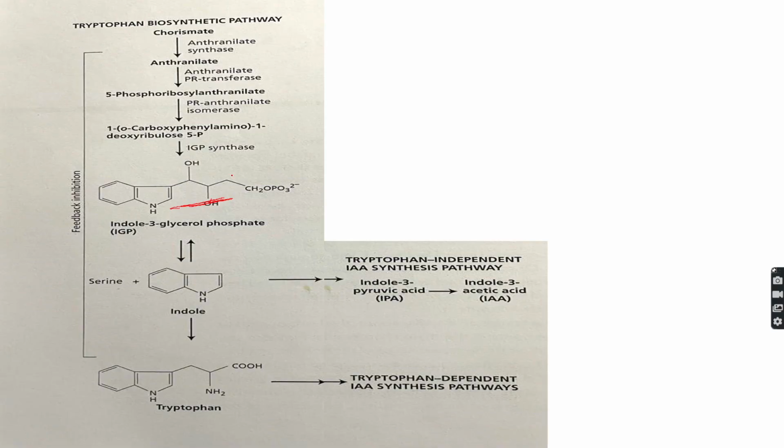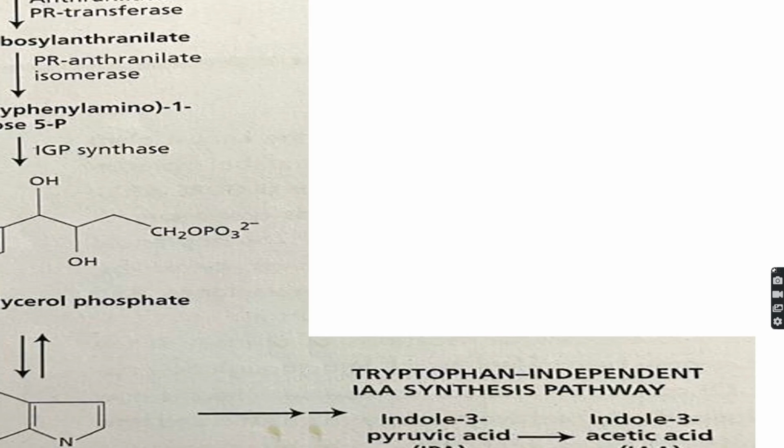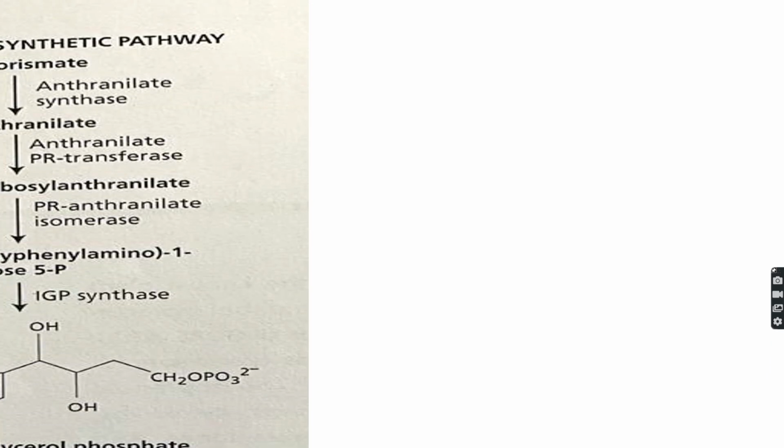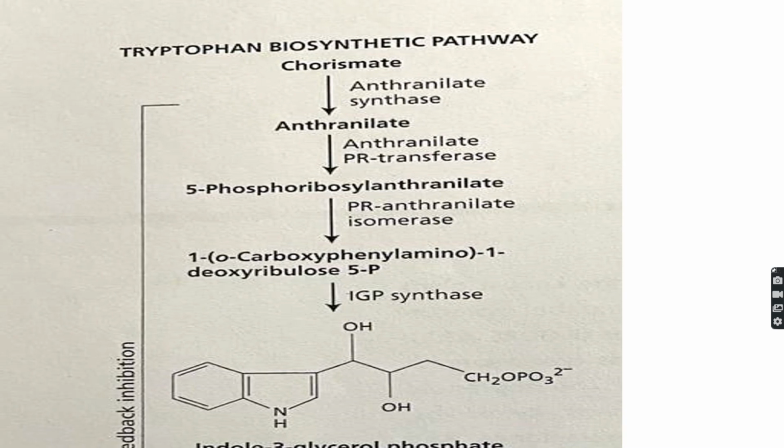So to understand the biosynthesis of tryptophan, we will go to the shikimic acid pathway. In the shikimic acid pathway, one biochemical known as chorismate is derived. Chorismate is the one which starts the process of biosynthesis of tryptophan. Chorismate is converted to anthranilate by the enzyme anthranilate synthase.